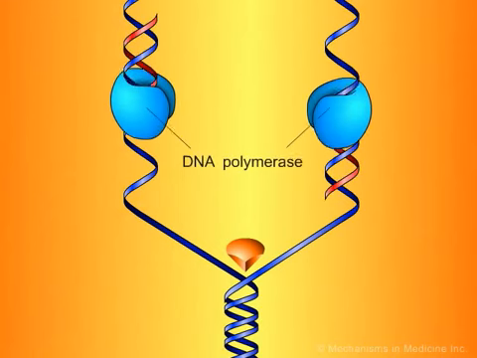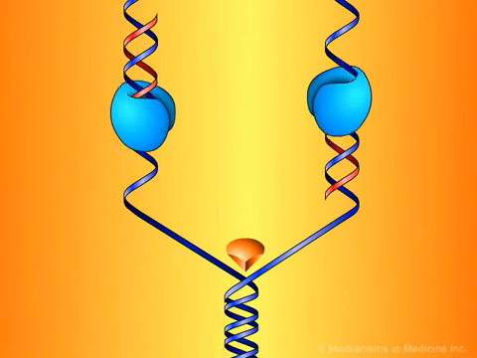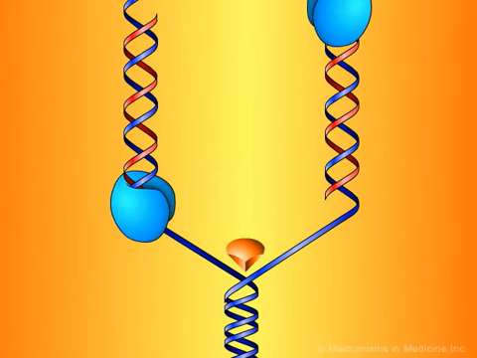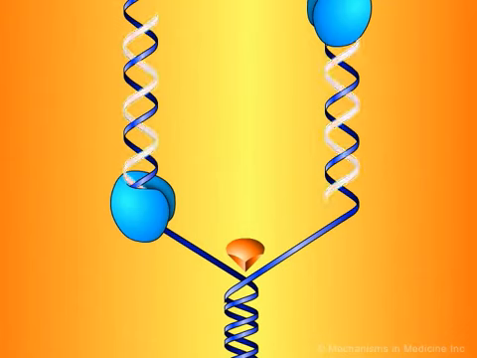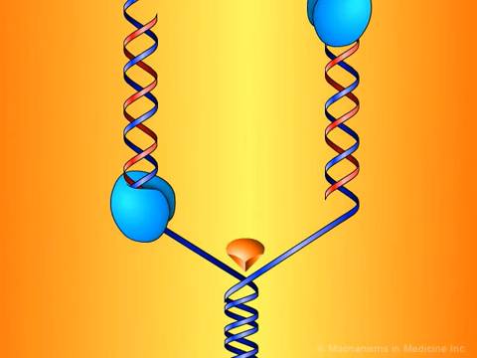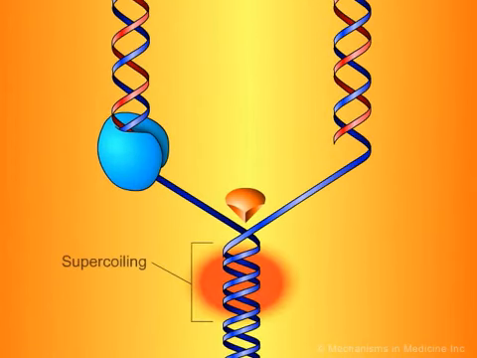The enzyme DNA polymerase then moves along each strand of DNA behind each replication fork, synthesizing new DNA strands, in red, complementary to the original ones. As the replication forks move forward, positive superhelical twists in the DNA begin to accumulate ahead of them. In order for DNA replication to continue, these superhelical twists must be removed.